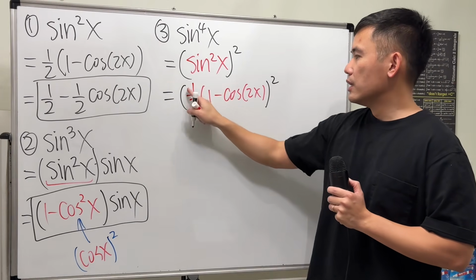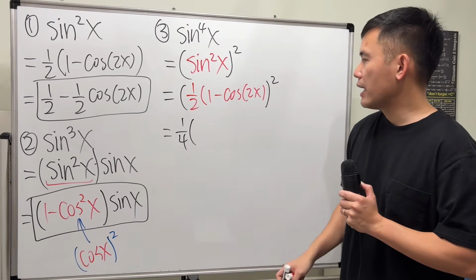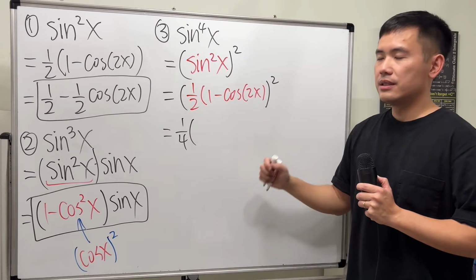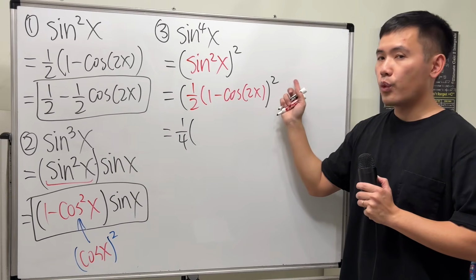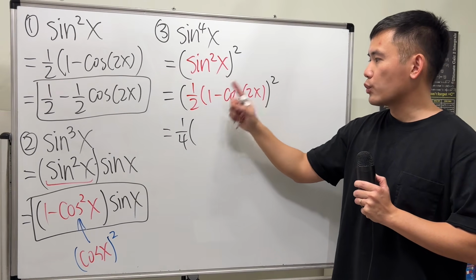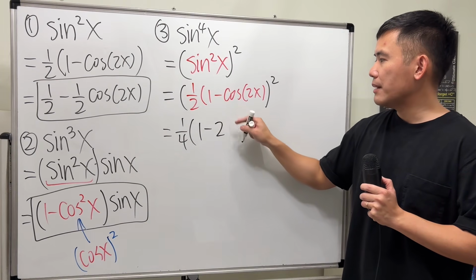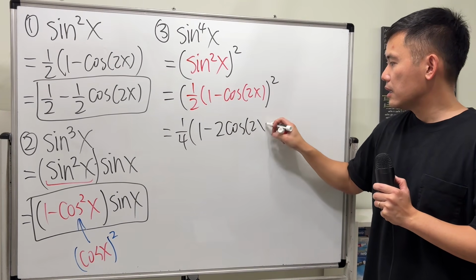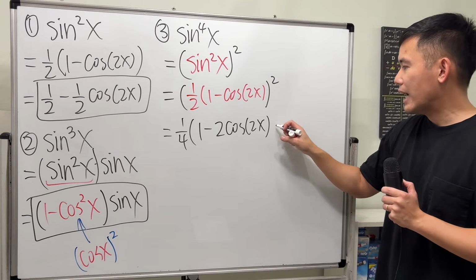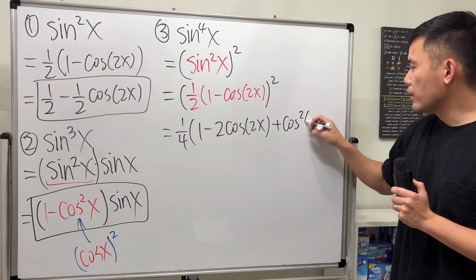Okay, square the 1/2, we get 1/4, and then we multiply. We will have to square this. So remember, this is in the form of (a minus b) squared. So we will first have 1 squared, the a squared, which is 1, and then minus 2 times ab, which is just that. And lastly, we have to add this thing squared, which is cosine squared of 2x.